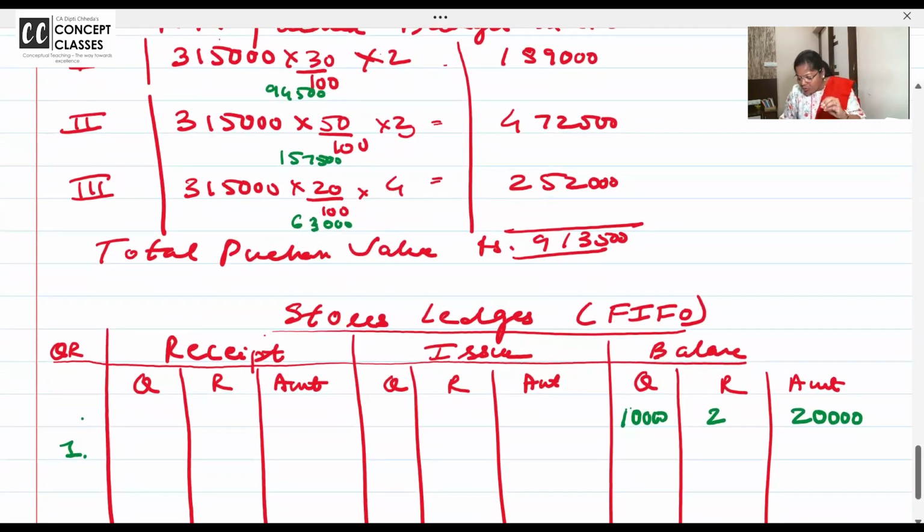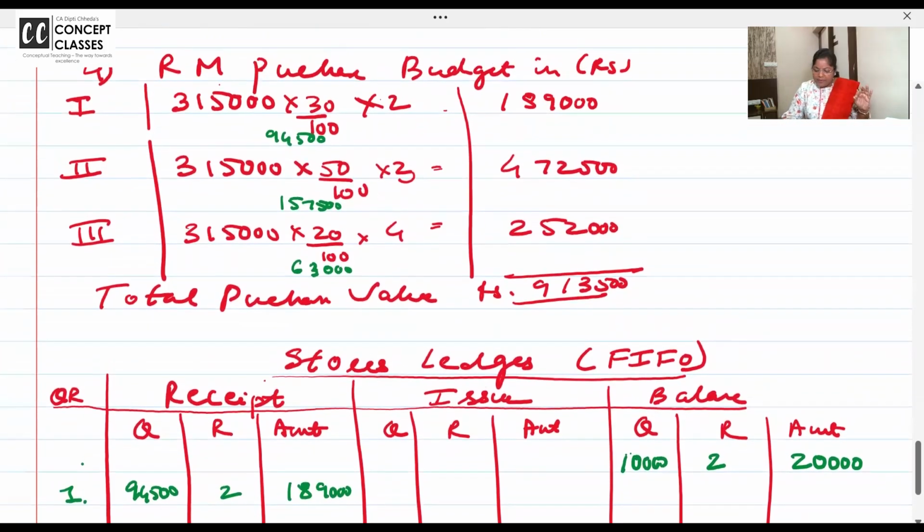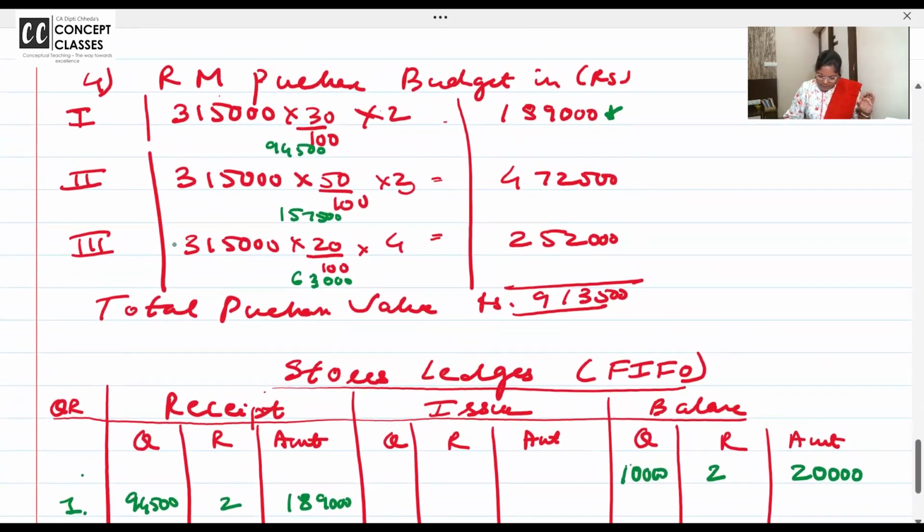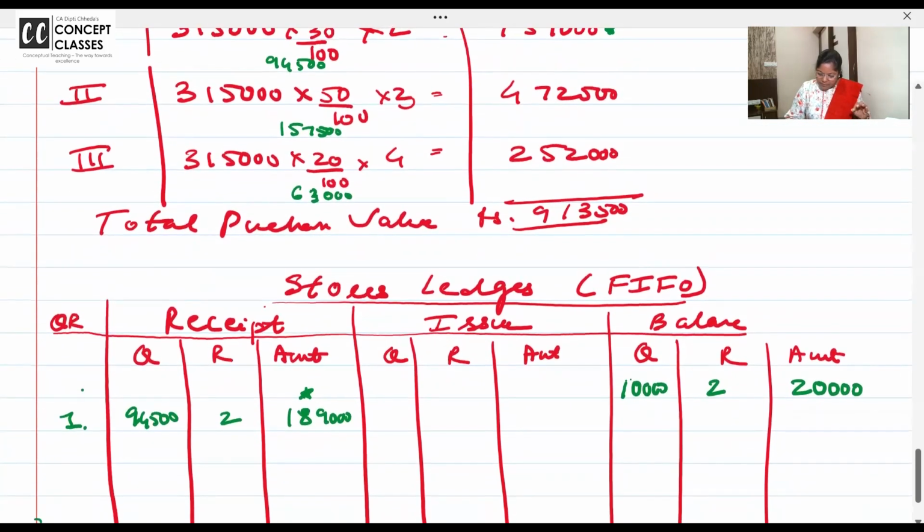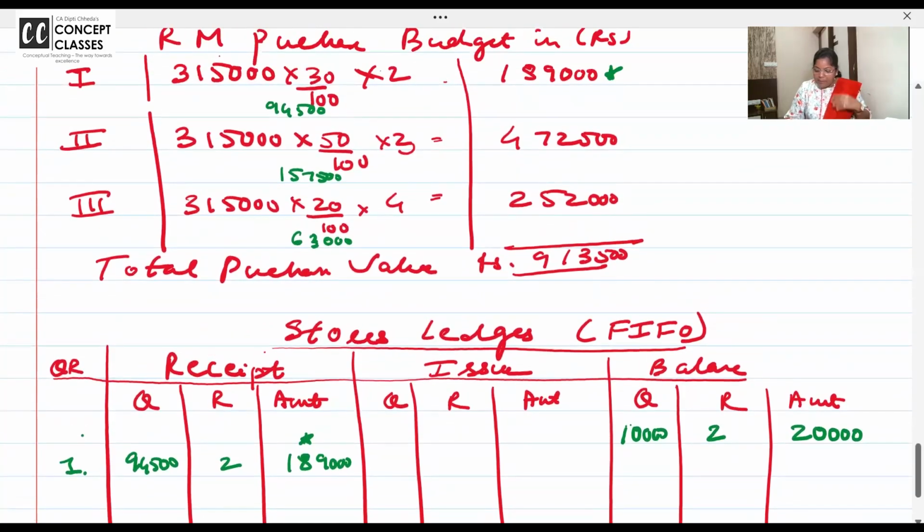Anyone is having any doubt? 10,000 raw material was there in stock. Now 94,500 received at 2 rupees, 1,89,000. Literally you have to copy from up. ये रहा, यहाँ पे स्टार बनाओ. अभी फर्स्ट क्वार्टर में बाय बाय.